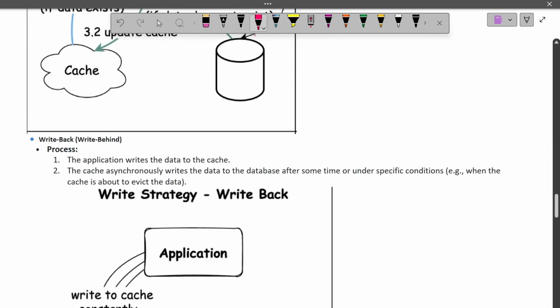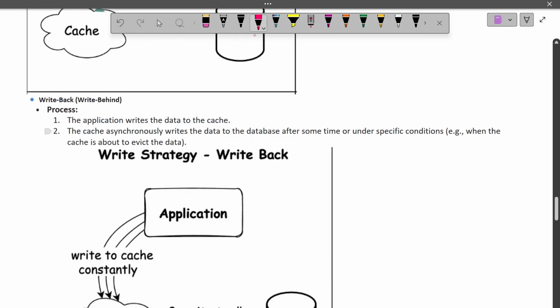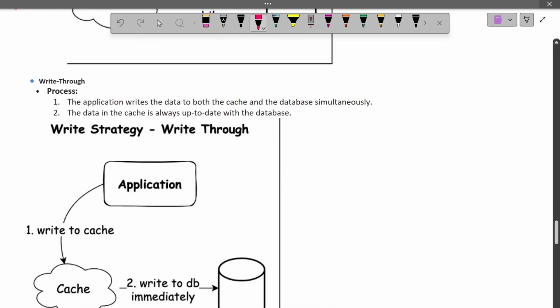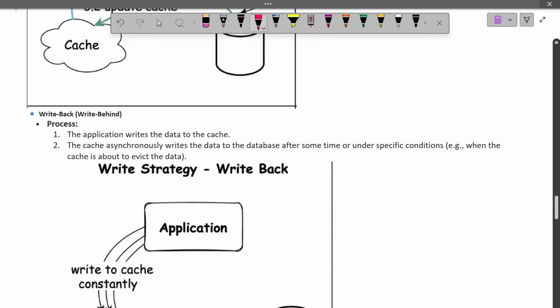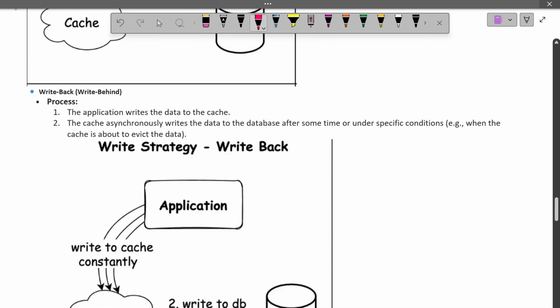Next is write back or write behind. Over here, what we can see is, just opposite to what we have seen in this case, the application is writing directly to the cache and the cache is writing to the DB. So there is no connection between the application and the DB. In case of write through, the application is writing to cache, which is writing to DB immediately. The difference between write through strategy and write back is that the cache will do an asynchronous write to the database, maybe after some time.